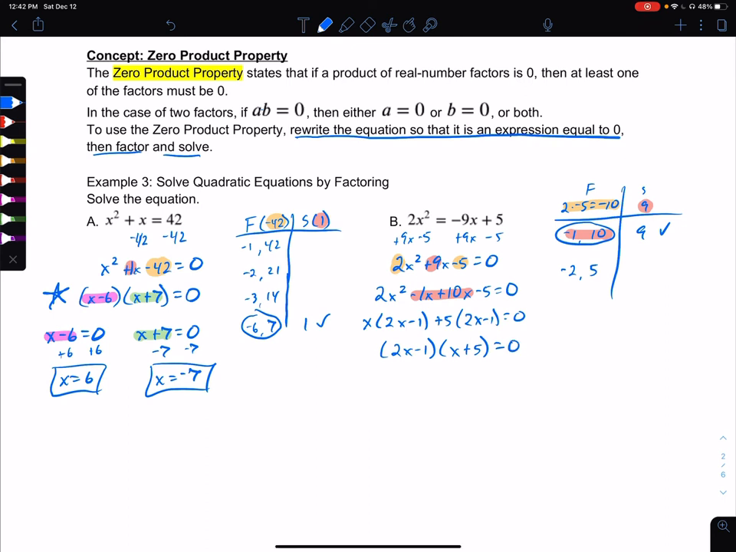Again, with the AC method, I'm not going into great detail here. If you have trouble with the AC method, remember that we have videos specifically for the AC method, so you can go watch those, and that'll help you with the factoring process. Now that we've factored this expression, it's set equal to 0, we can go back to the zero product property, which tells us that we can now take each of these pieces, each of our factors, and set them equal to 0. So 2x minus 1 is equal to 0, and x plus 5 is equal to 0.